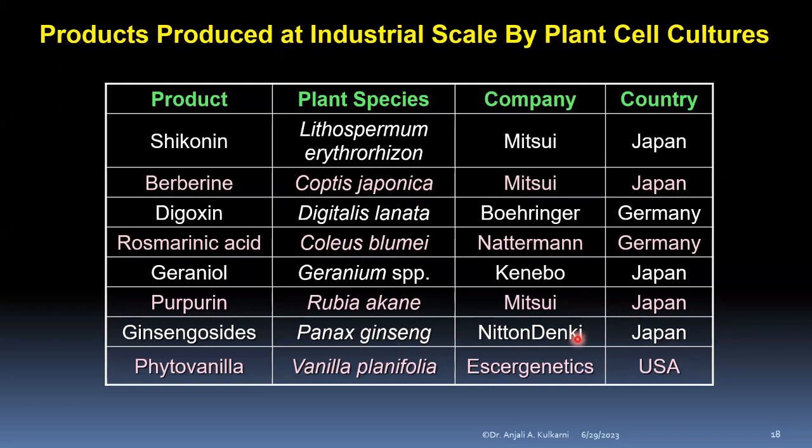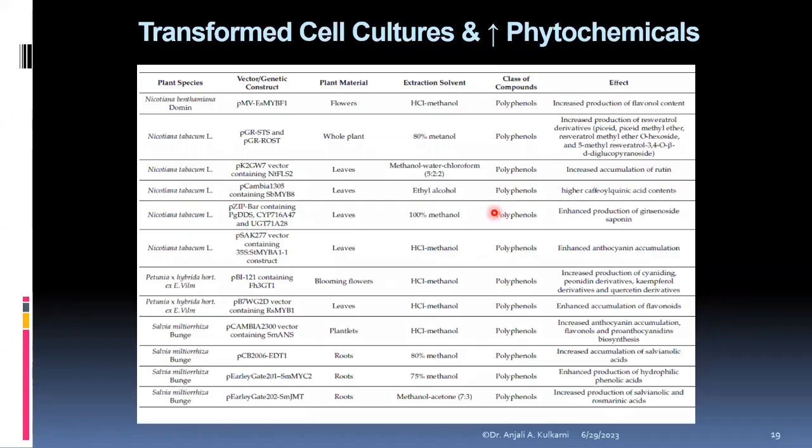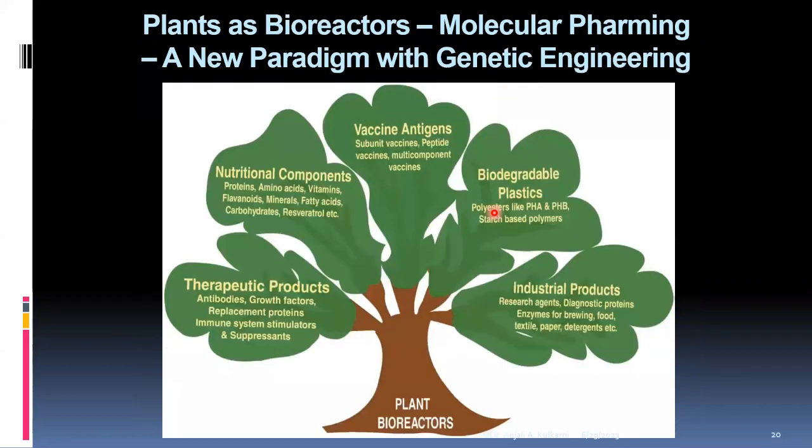This Nippon Denki, again a Japanese company. So here you will see that there are only two German companies which have successfully marketed these drugs from the bioreactor level. All others are from Japan and a few are from Korea. Those are not mentioned in this table because I have taken only a small part of the entire table from the review. Okay, so I'm not going to talk about the transformed cell cultures because it is again a completely different area.